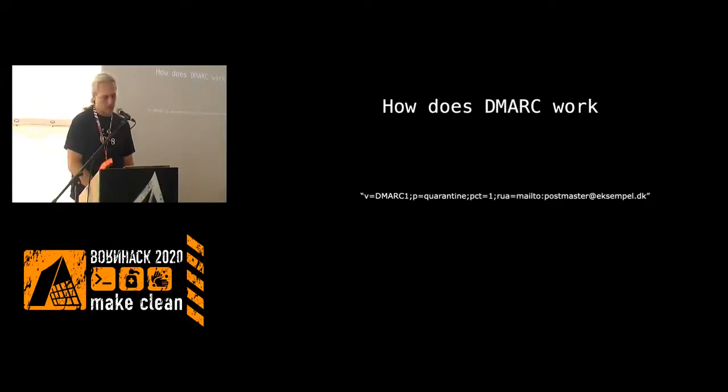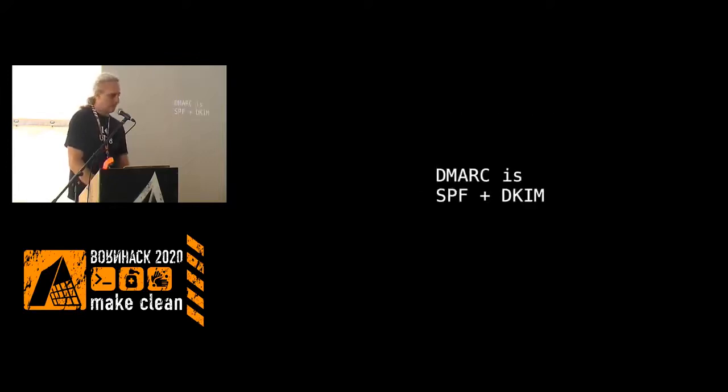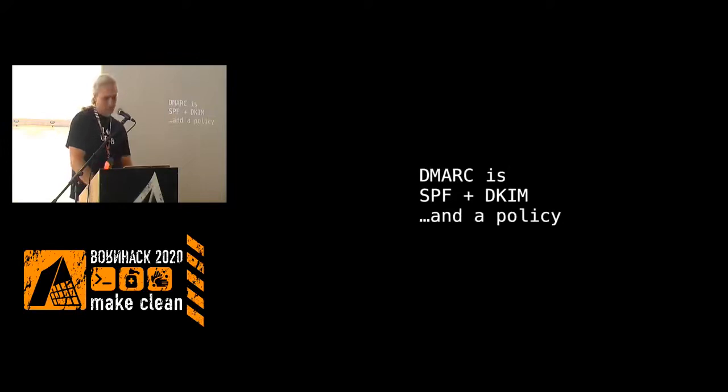And when you are feeling brave, you can set it to 5% and 30% and 100%, and then you can change the policy from quarantine to reject, and do the increasing of the percentage again from 1, 5, 30, whatever. So DMARC is Sender Policy Framework plus DKIM and a policy.